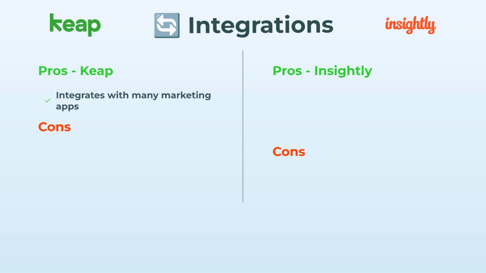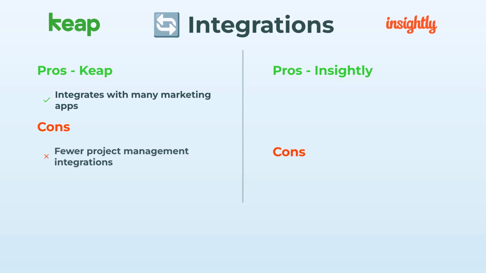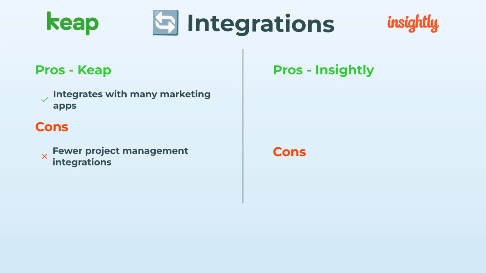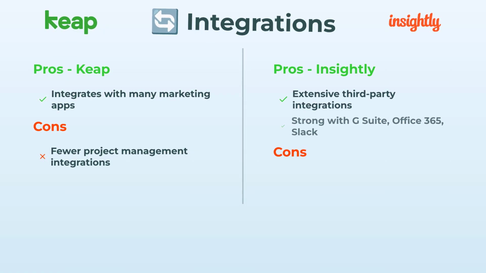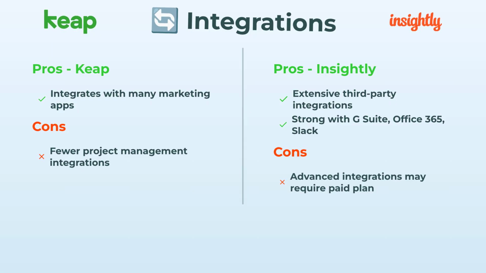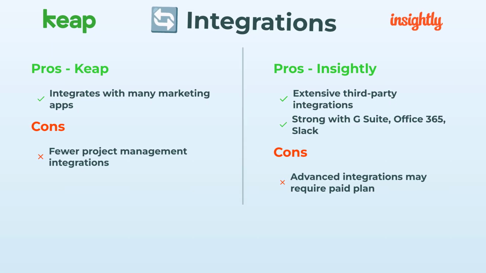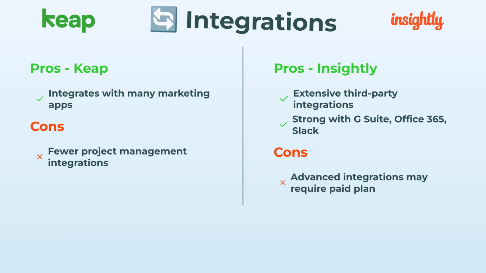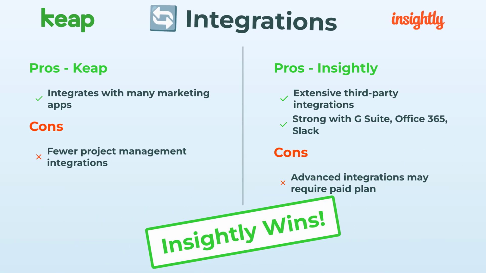Alright, let's talk integrations. This one's a curveball. Keap gives you a nice spread with marketing apps, but when it comes to project management or some more specialized integrations, it's not as broad. Now, Insightly. Oh, this is their playground. The integration list is massive, and if you're in the Google or Microsoft universe, or even a Slack lover, you're gonna like what you see. Advanced stuff might slip behind a paywall, but honestly, Insightly's ahead for integrations, hands down.